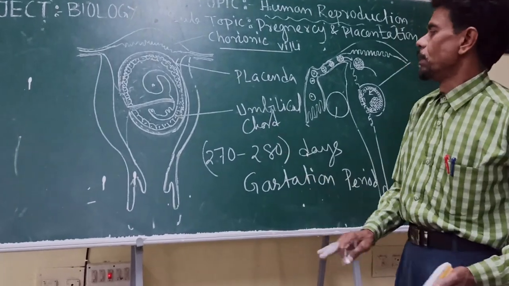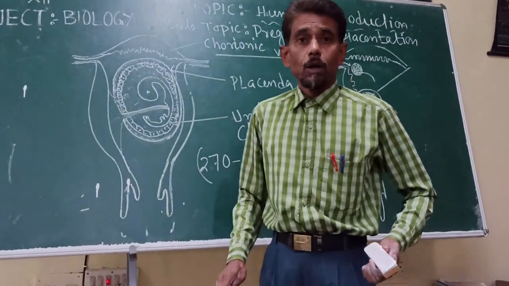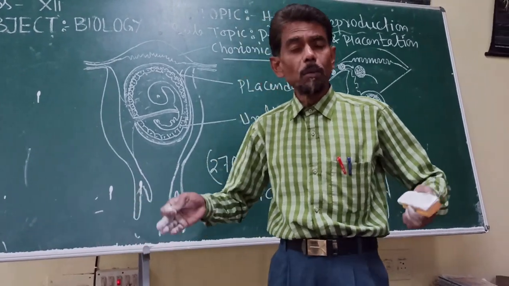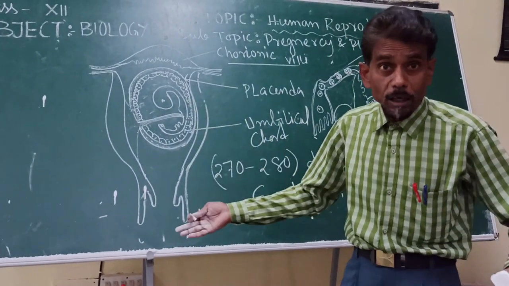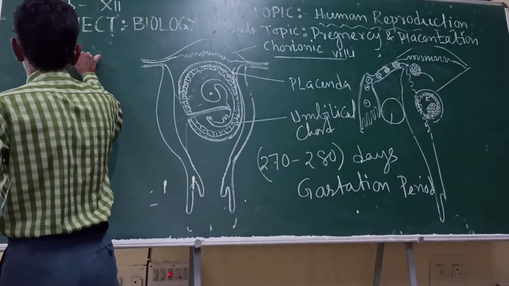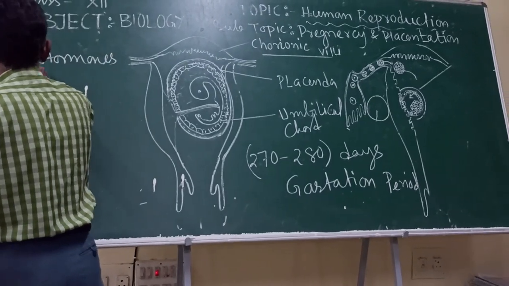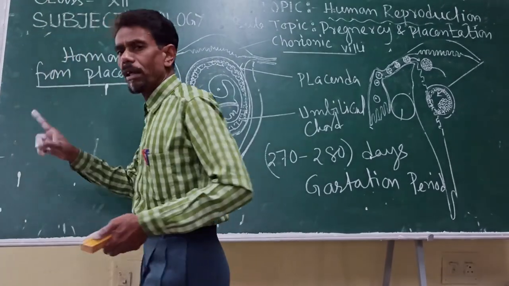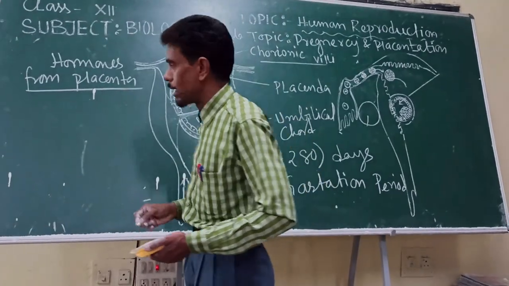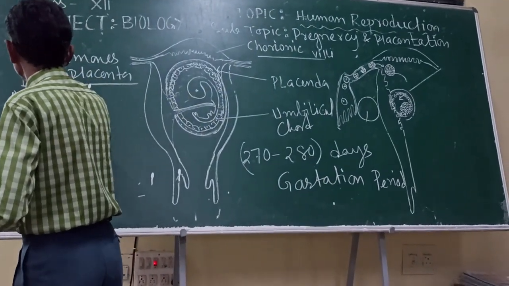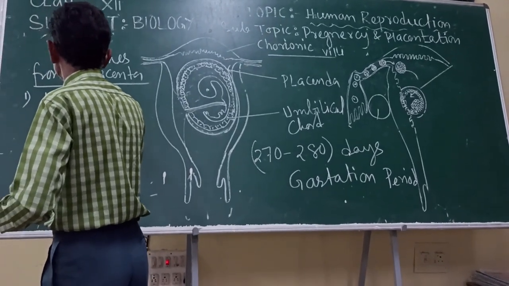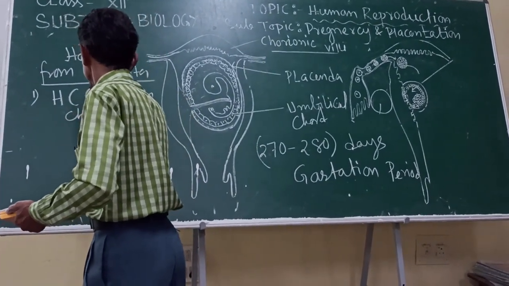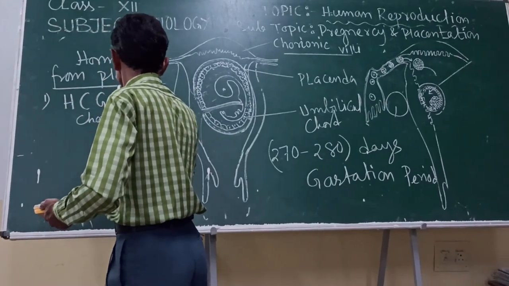Is that very clear? Now, the placenta not only acts as a structural and functional barrier, but it also has an endocrine role. So many hormones are released from this placenta. What are those hormones? Very, very important, the endocrine role it is playing. This is one: human chorionic gonadotropin, HCG.